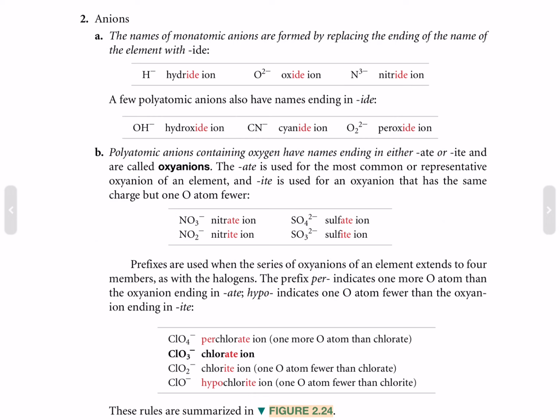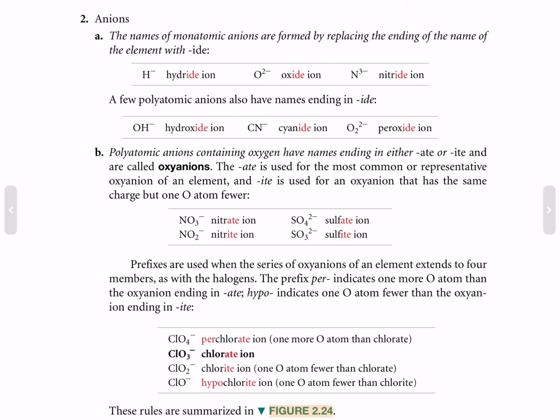Polyatomic ions containing oxygen have names ending in either "ate" or "ite" and are called oxyanions. The "ate" is used for the most common or representative oxyanion of an element, and "ite" is used for an oxyanion that has the same charge but one oxygen fewer. NO3 -1 nitrate, NO2 -1 nitrite, SO4 -2 sulfate, SO3 -2 sulfite.